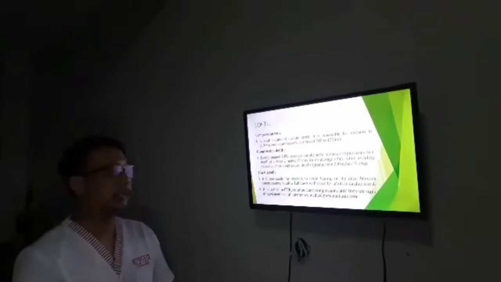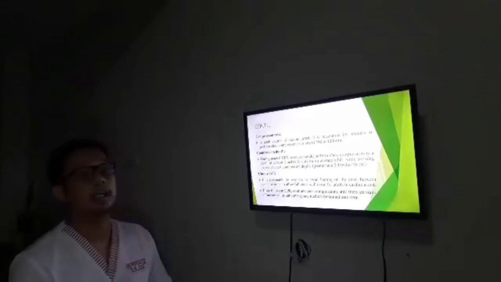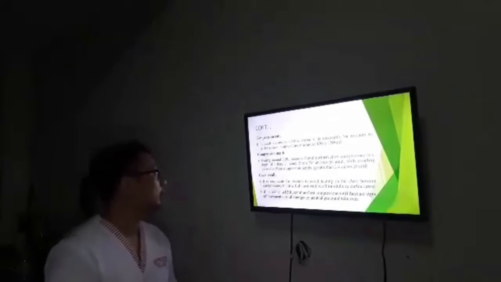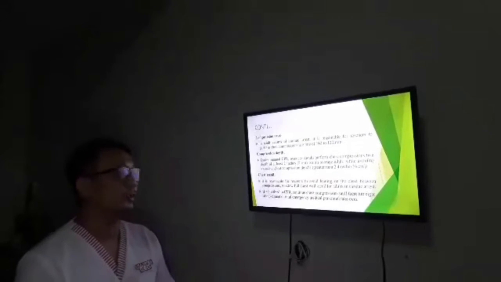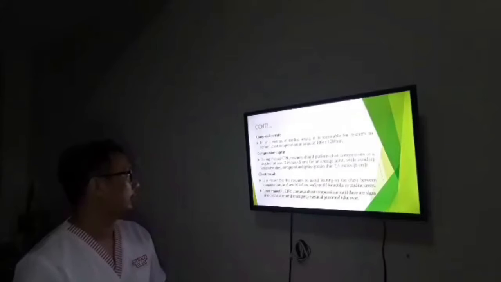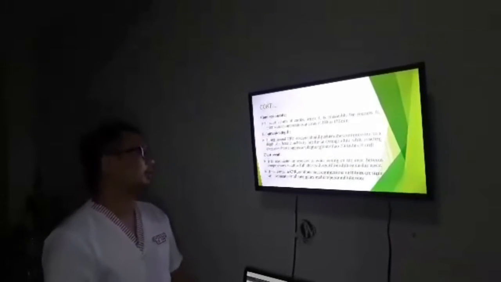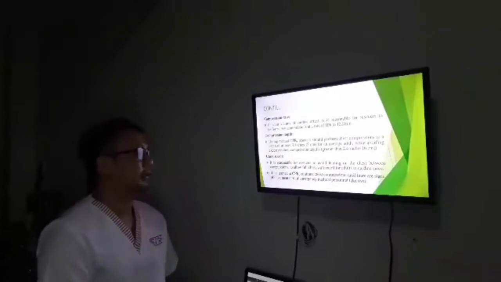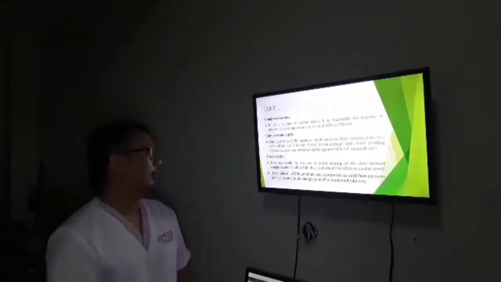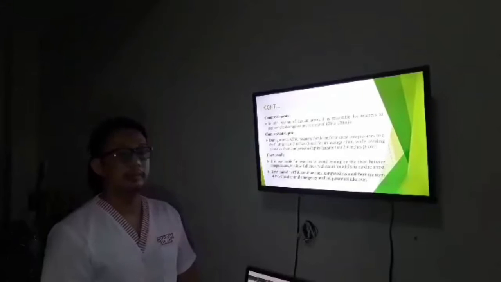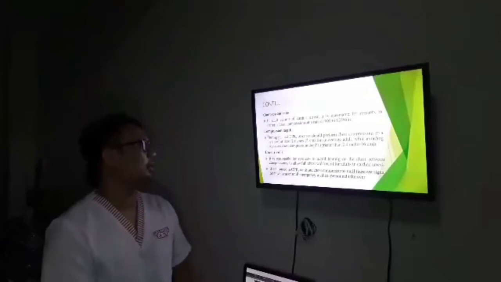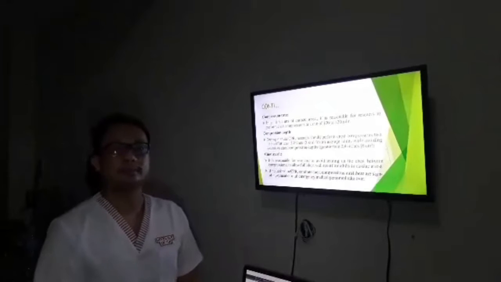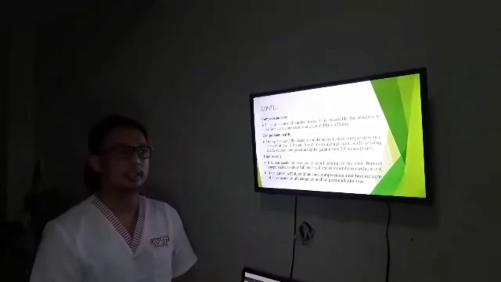So, compression rate and depth. In adult victims of cardiac arrest, it is reasonable for the rescuer to perform chest compressions at a rate of 100 to 120 per minute. Compression depth: during manual CPR, rescuers should perform chest compressions to a depth of at least 2 inches or 5 centimeters for the average adult, while avoiding excessive compression depths greater than 2.4 inches, 6 cm. Too much depth would cause damage to the chest. Instead of helping the patient, we would add to their damage.